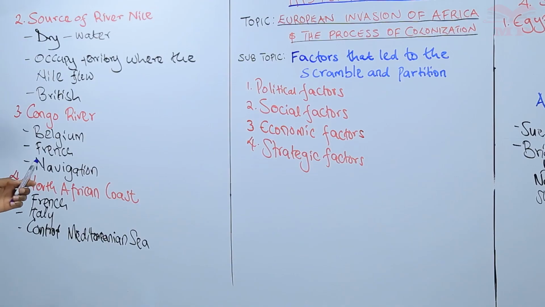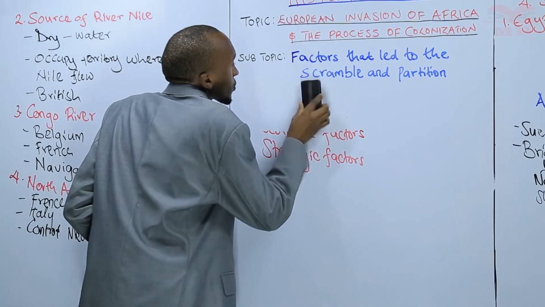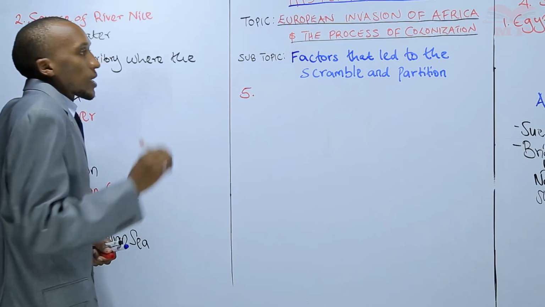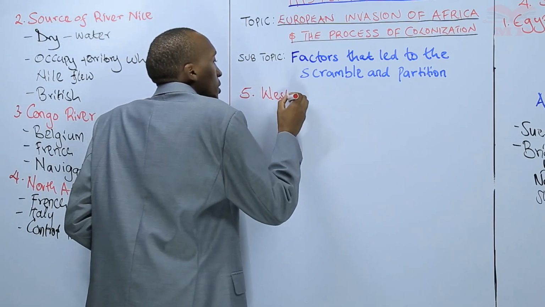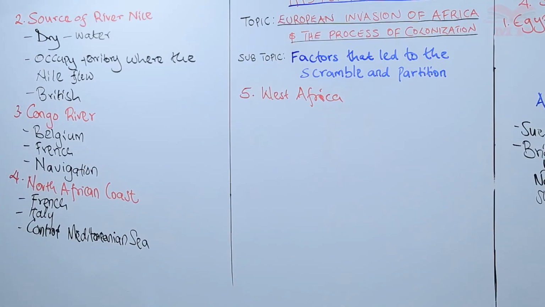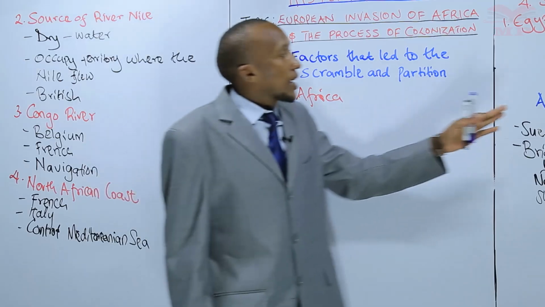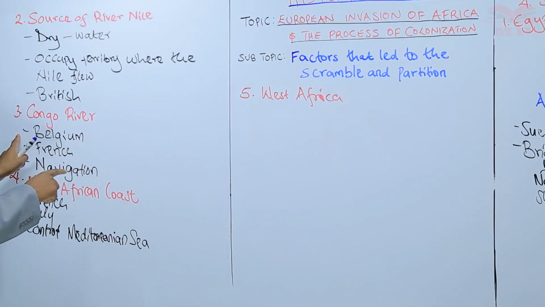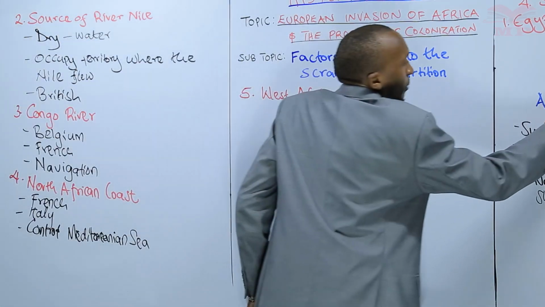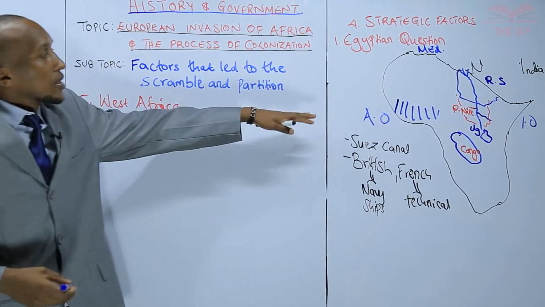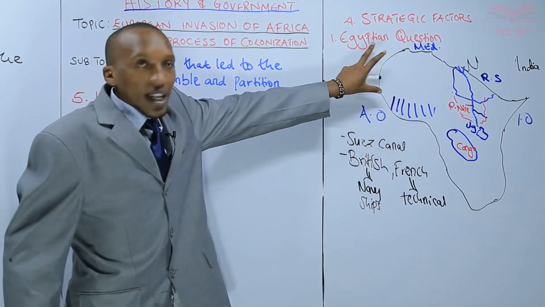Now let us look at our last strategic factor that led to the scramble and partition of Africa. Let us look at West Africa, or control of West Africa. So the French, immediately after they had been unable to secure a place in Egypt and in the Congo Basin, because the Congo was now left for the Belgians, right? So they were interested in controlling the western part of Africa. They wanted to control that place, because in your Form 2 work, we mentioned the transatlantic trade. That is where it was happening.